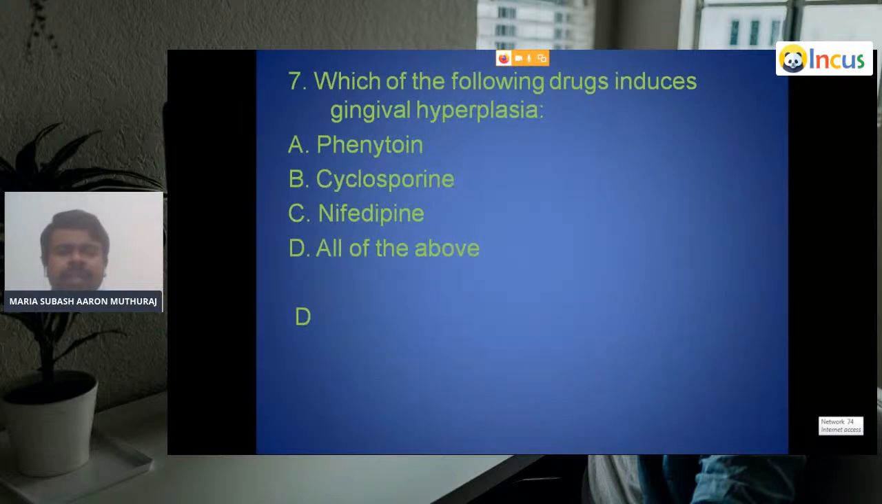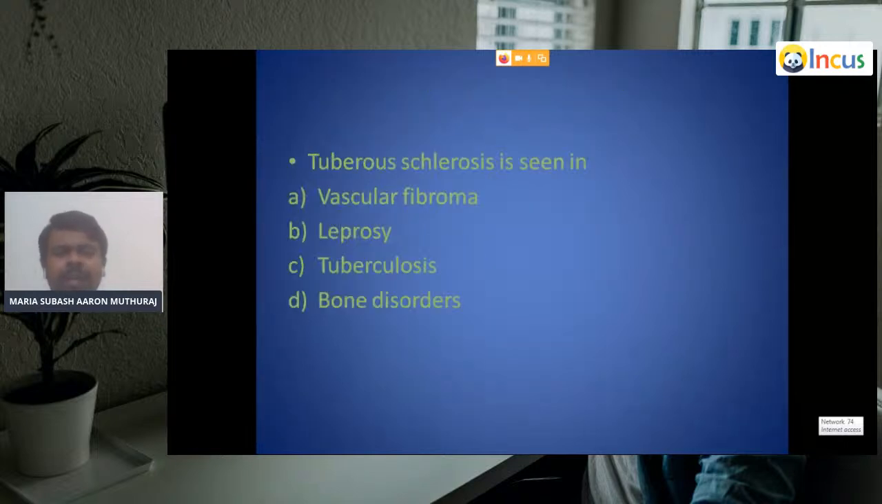Phenytoin, cyclosporine, and nifedipine are all drugs associated with drug-induced gingival hyperplasia. Next is tuberous sclerosis. Tuberous sclerosis is commonly seen in association with vascular fibroma. It is a hereditary, inherited pattern of gingival enlargement.